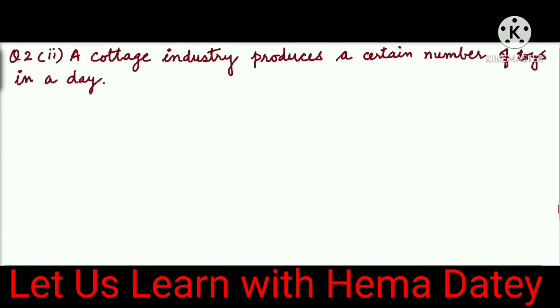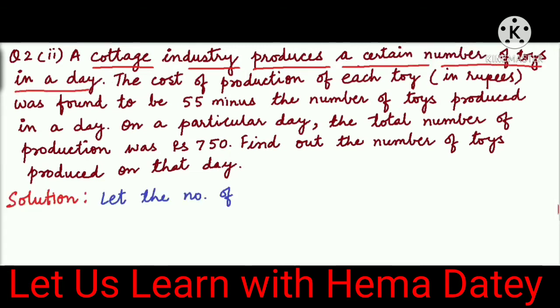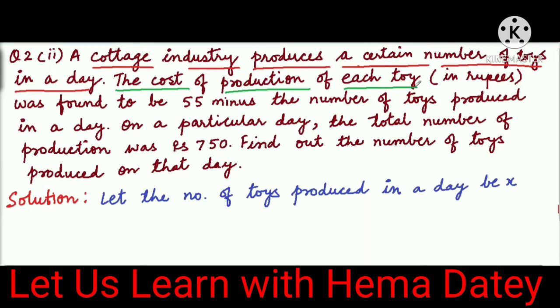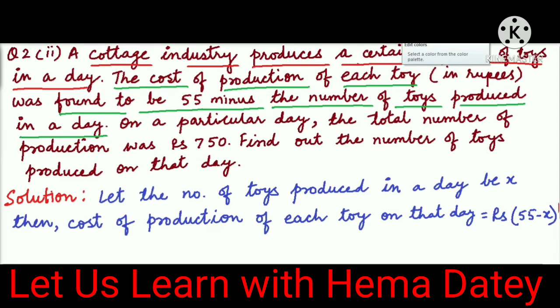Now here is question number 2, second part. Let's read the first line of the question. A cottage industry produces a certain number of toys in a day. So let the number of toys produced in a day be x. Let's see the second situation. The cost of production of each toy in rupees was found to be 55 minus the number of toys produced in a day. Then the cost of production of each toy on that day is equal to rupees 55 minus x. It is given in the second line.